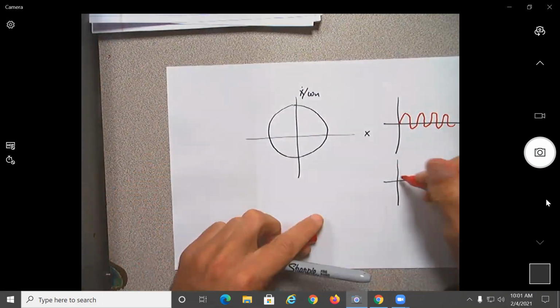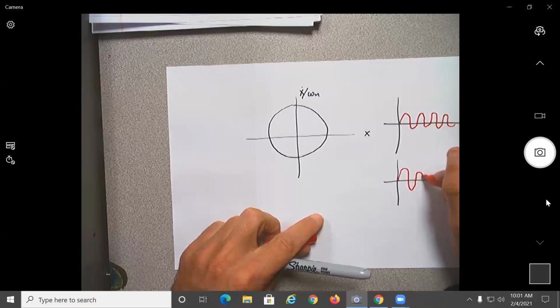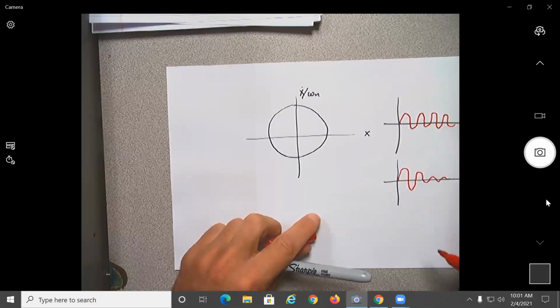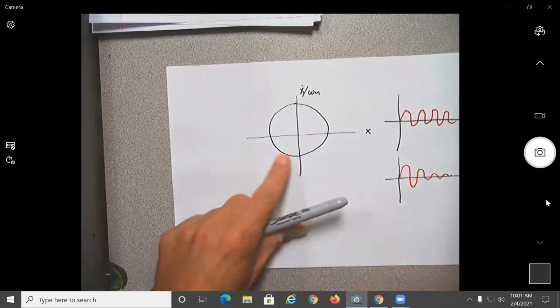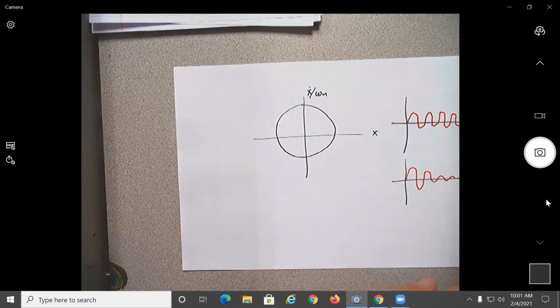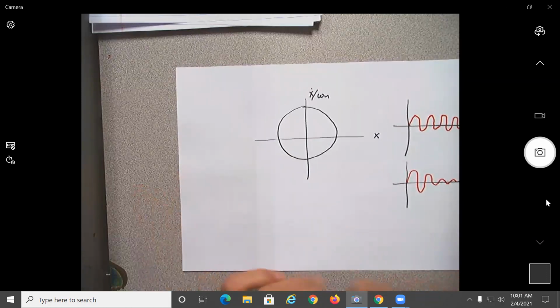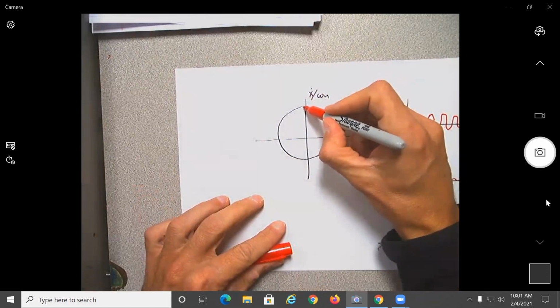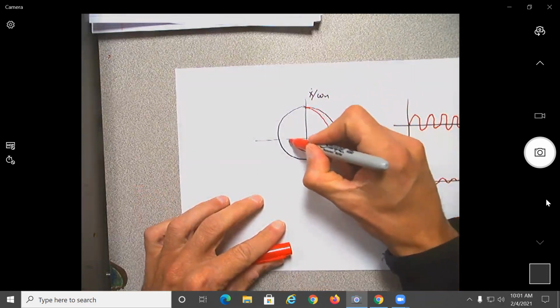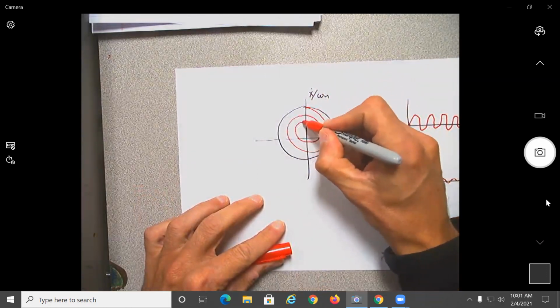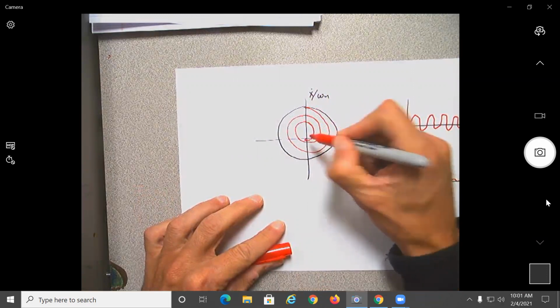Now, what's going to happen if the system has damping? Let's say viscous damping. This time, slowly, the amplitude is going to go down. So we need to represent that using the circle. How will it look? We start maybe from here, and then it might go down, and then down, until it goes to 0, like a spiral.